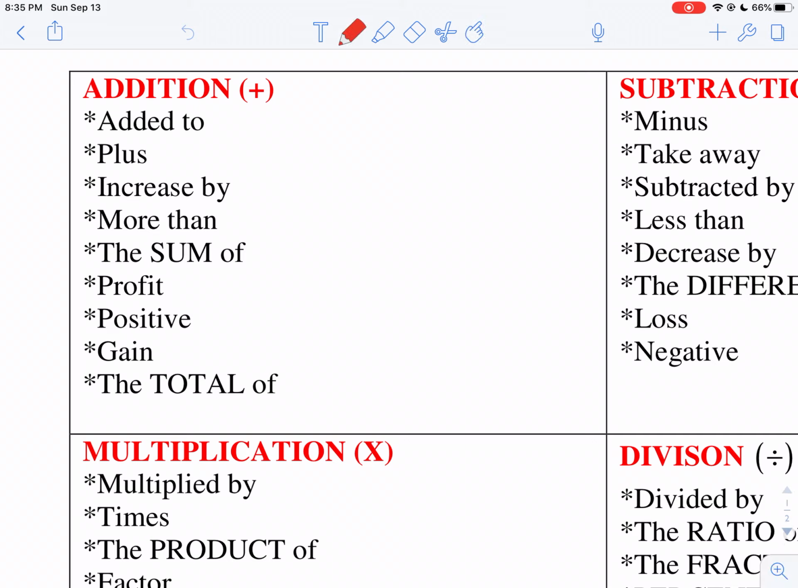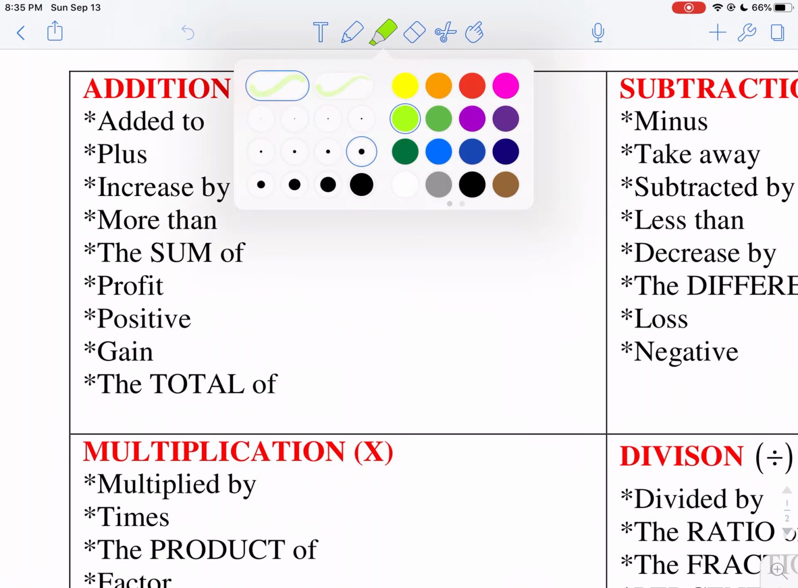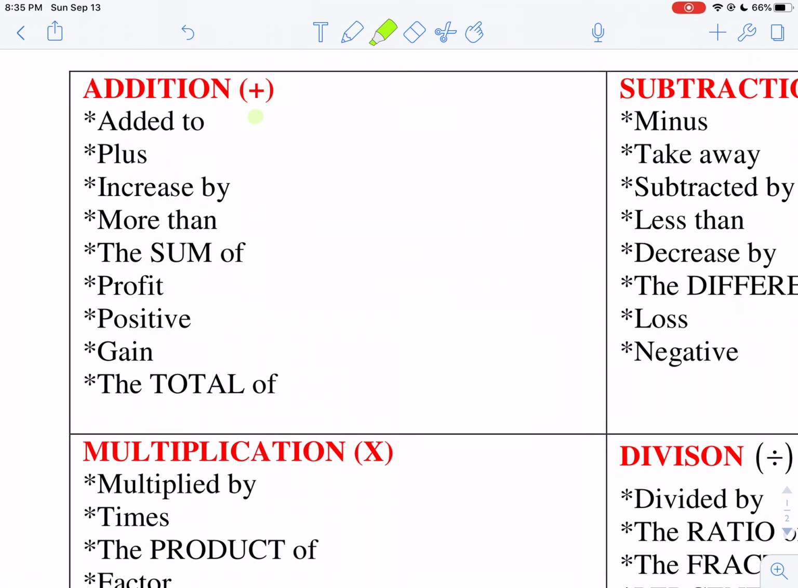All right, so you have the word added to, you have the word plus, increase by, more than, sum. I call that the fancy word for addition, the sum of, profit, positive, the word gain, and the total of. All of these words most of the time mean add. Depending on how a problem is worded, sometimes it could mean other things, but most of the time it means add.